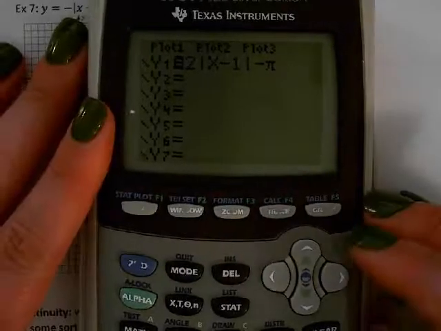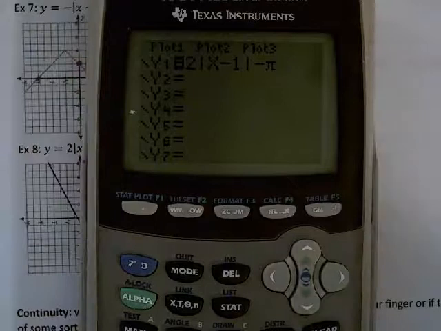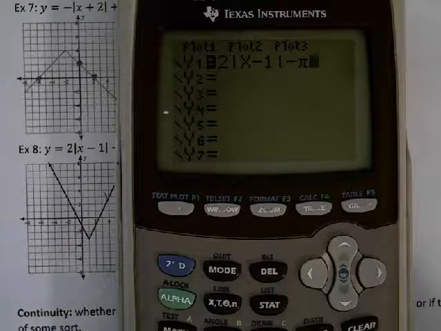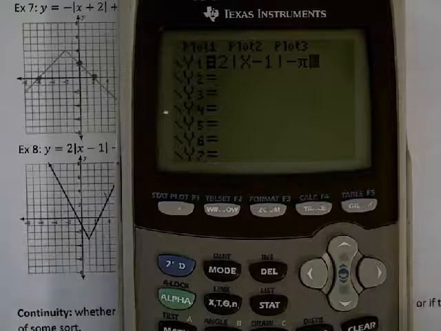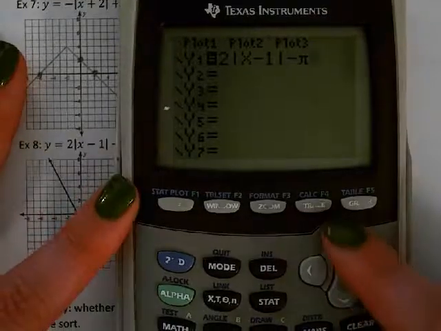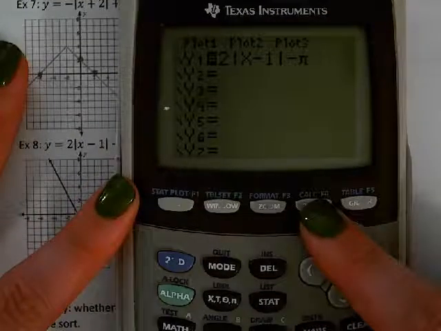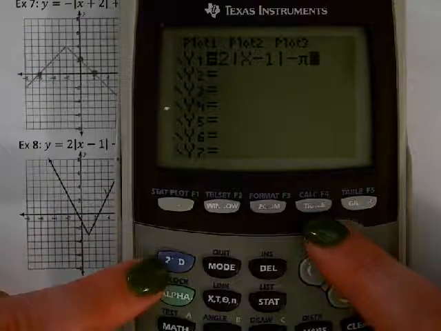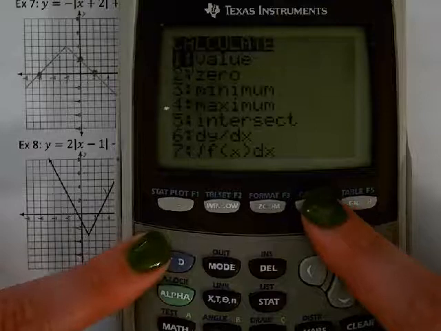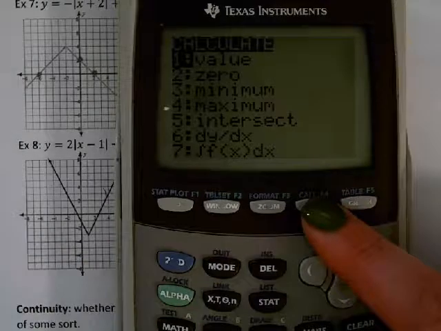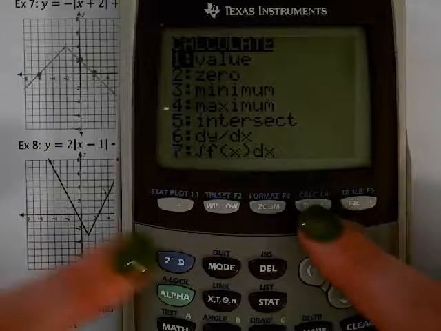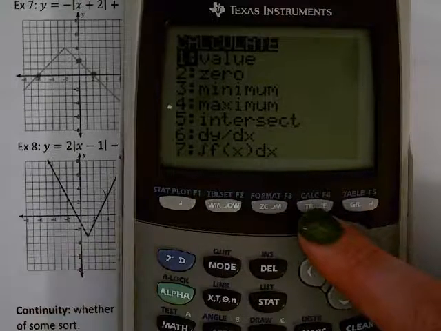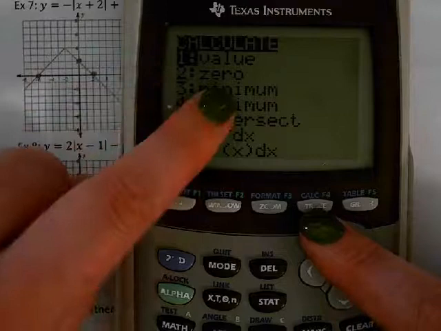Okay, so what we're going to do now is we have a menu of different things that you can calculate. So if you look right above the trace button, it says calc in blue. So if we hit second trace, it will take us to the menu of all the things that we can calculate with our calculators. Okay, so second trace. And the first one that we are interested in is number 2 on the list. It is called the 0 of the graph.